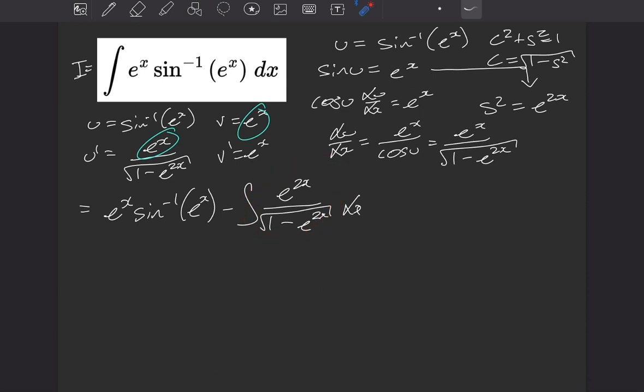We can actually rewrite this. Instead of having a square root on the bottom, if we write it as 1 minus e to the 2x to the power of negative a half, we can have a look at doing the inverse chain rule.